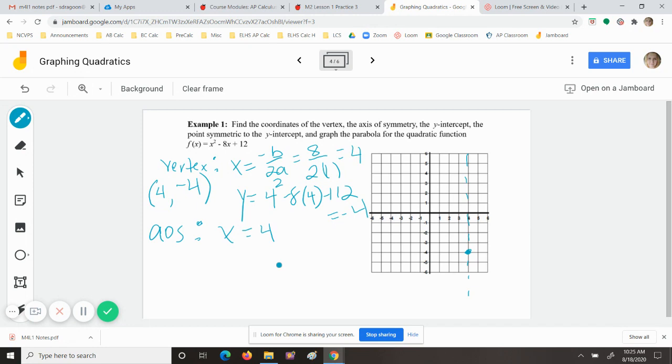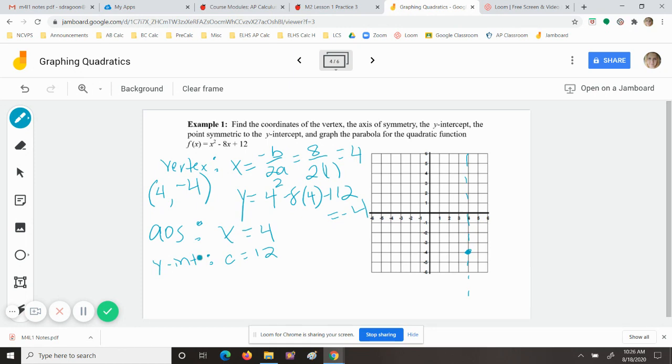Next, we need to get the y-intercept. Remember, we said that's easy to find. The y-intercept would be 12 because it's the c value. We don't have that on here because that's way too high, so we won't plot that.